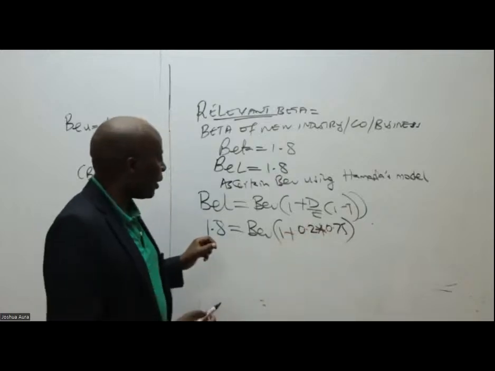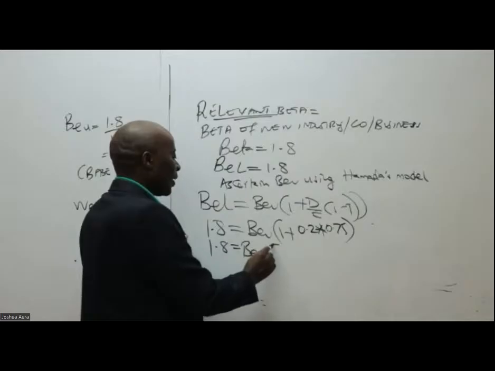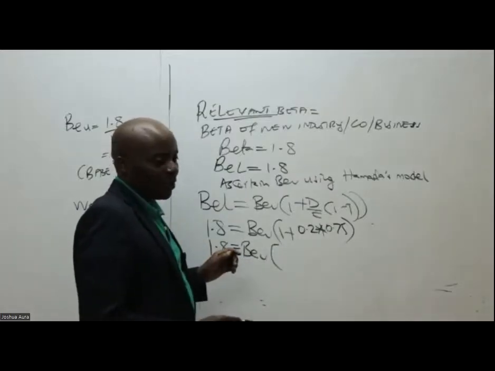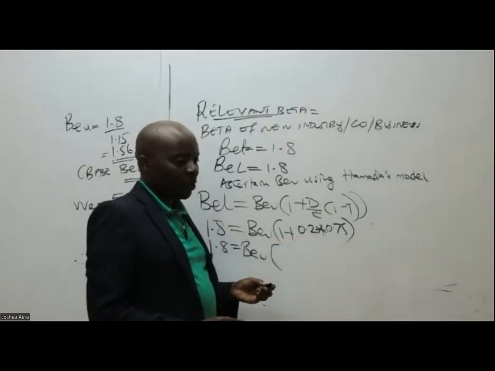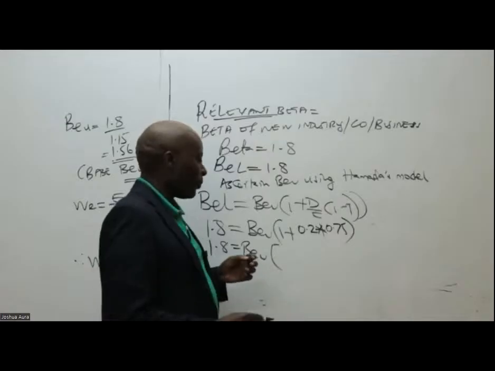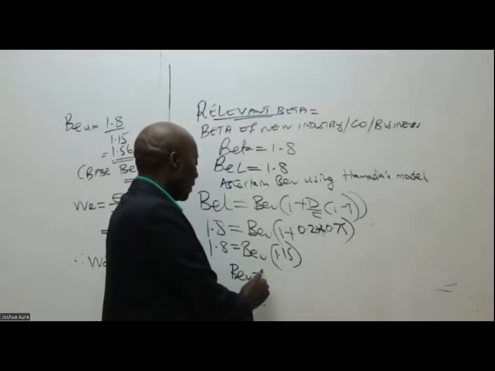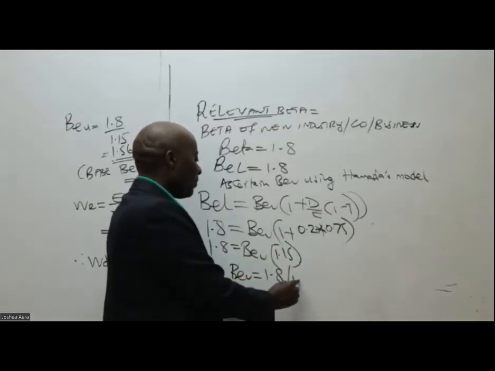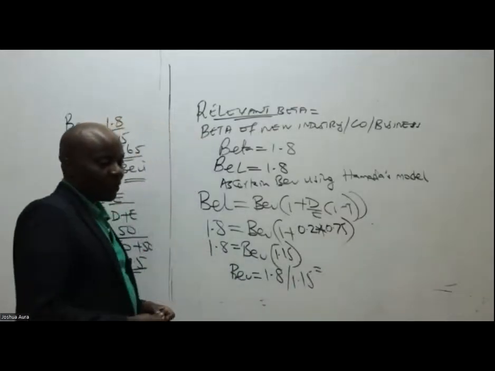Could you kindly give me what we have in brackets? 1 plus this times that. What do we have in brackets? 1.15. So this 1.15, if I make BEU the subject, it will be 1.8 divided by 1.15, which gives me the same answer as the one you had obtained.